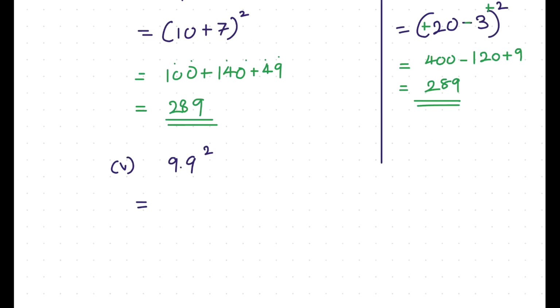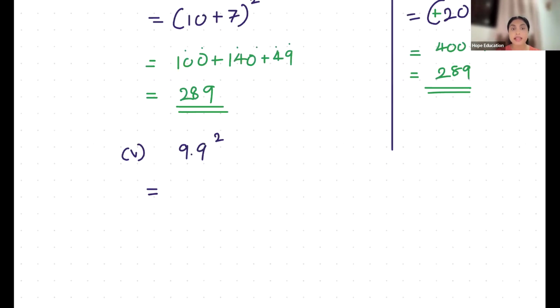9 plus 0.9. 9 plus 0.9, okay. Is there an easier way than that? 10 minus 0.1, yes. So I will show 9 plus 0.9 as well, but this is easier. 10 minus 0.1 squared.